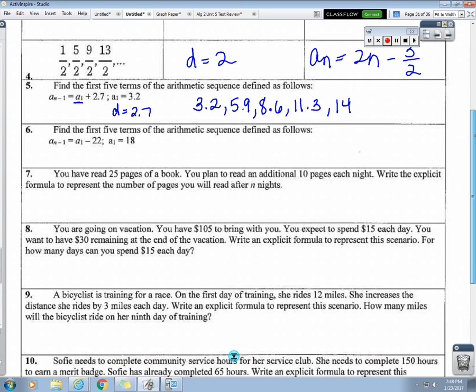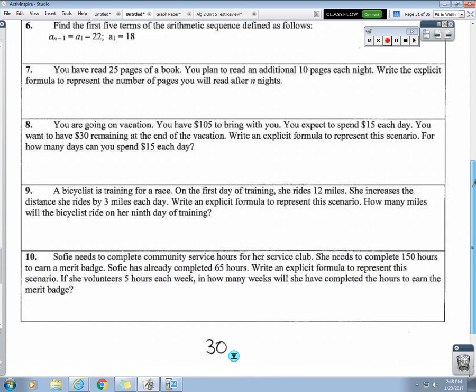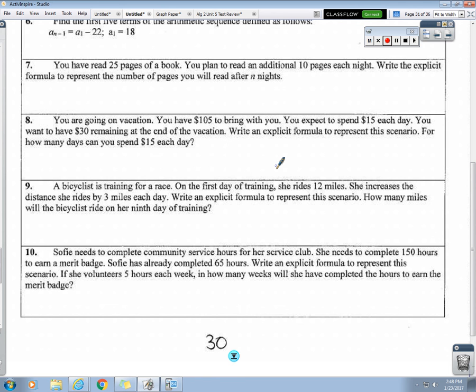Now let's look at number 7. You have read 25 pages of a book. You plan to read an additional 10 pages each night. Write the explicit formula to represent the number of pages you will have read after n nights. So what is this question asking you to do? Explicit formula.